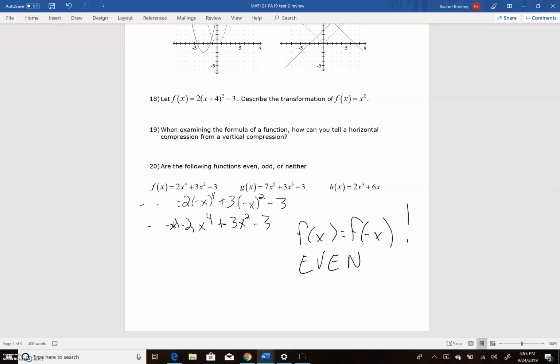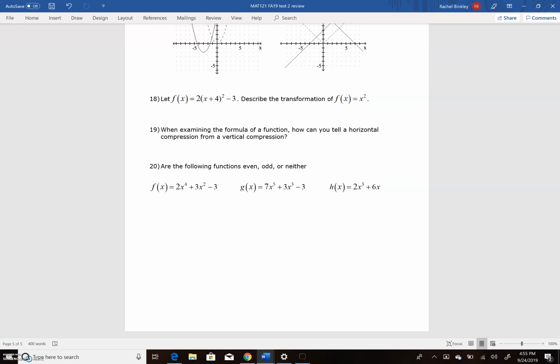So odd functions are if we enter in the negative and we get a negative answer, okay? I bet one of these is an odd function and one of them is neither. So let's try g of x here. I want to do g of negative x, which is going to be equal to 7 times negative x to the 5th power, plus 3 times negative x cubed, minus 3.